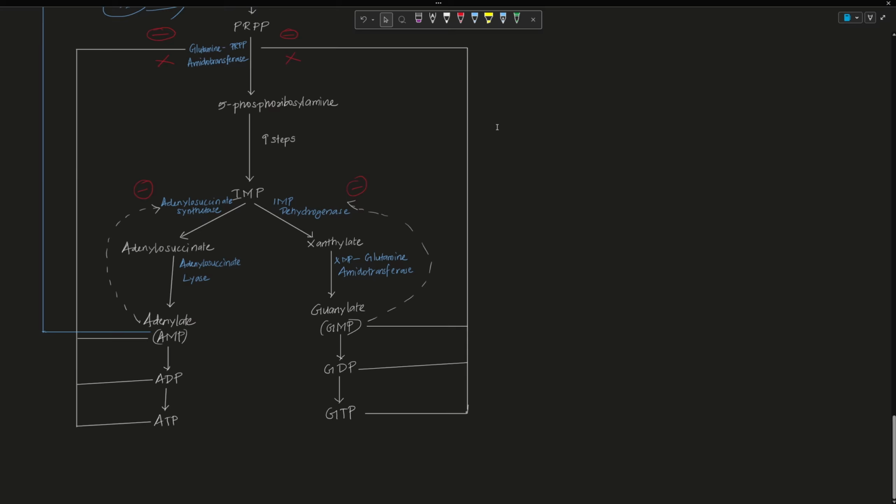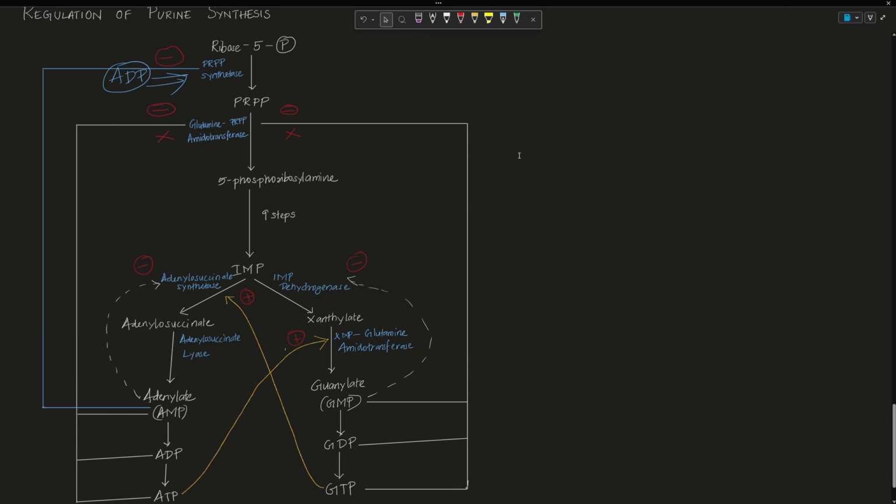Now let's talk about activators. When it comes to activators, ATP activates this reaction, XMP glutamine aminotransferase, and GTP activates the adenylosuccinate synthetase reaction. So there you have it. That's the regulation of purine synthesis.